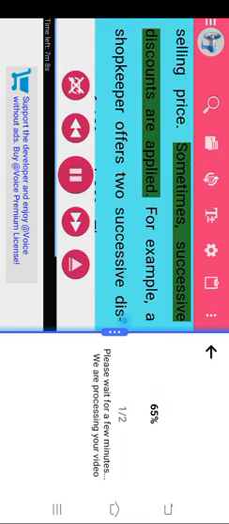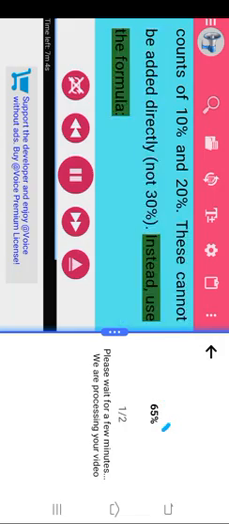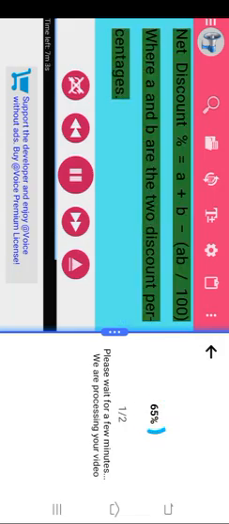Sometimes, successive discounts are applied. For example, a shopkeeper offers two successive discounts of 10% and 20%. These cannot be added directly, not 30%. Instead, use the formula. Net discount percent equals A plus B minus AB over 100, where A and B are the two discount percentages. In our example, 10 plus 20 minus 10 times 20 over 100.